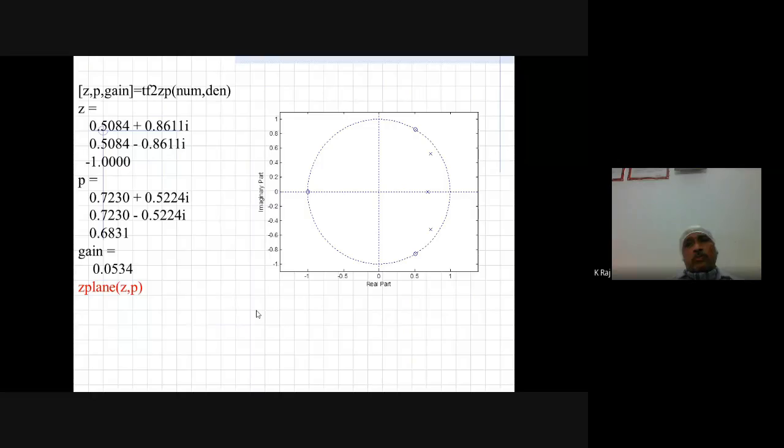Now we can also represent the ZPK, that is zeros, poles and gain, by using the transfer function to zeros and poles conversion, that is TF2ZP, and utilizing the same constants, the numerator and denominator, and we will get from the transfer function the zeros and poles locations as well as the gain.